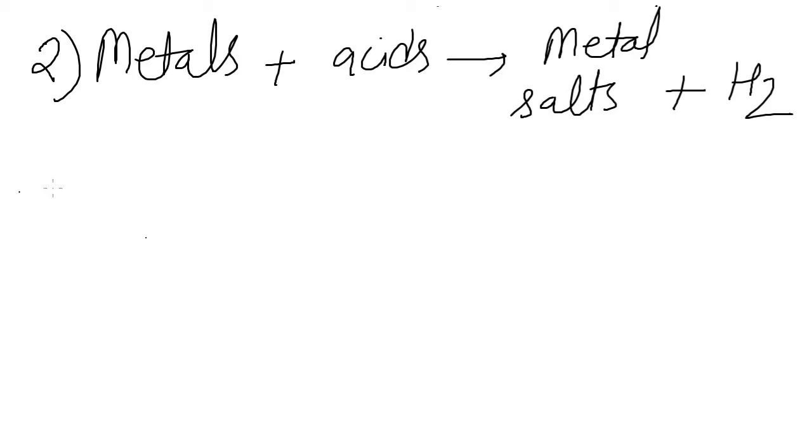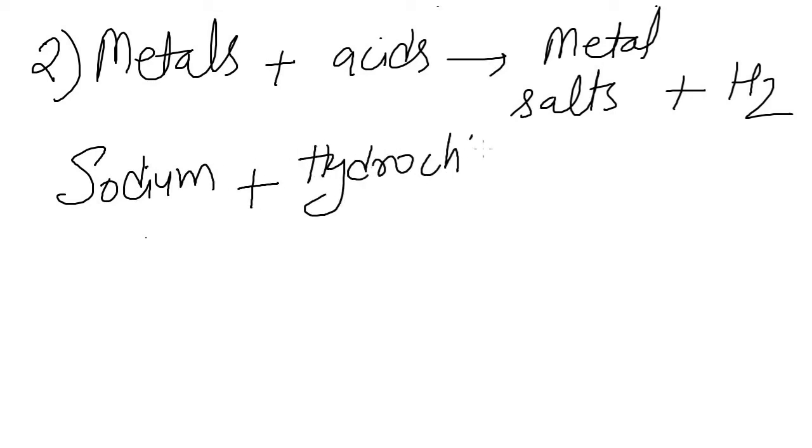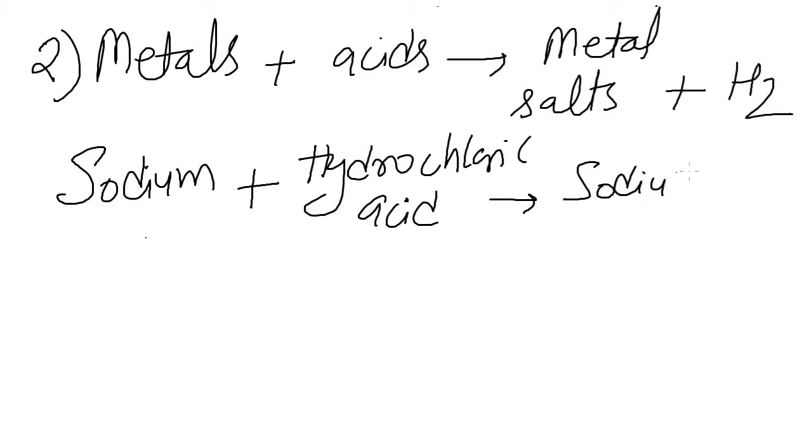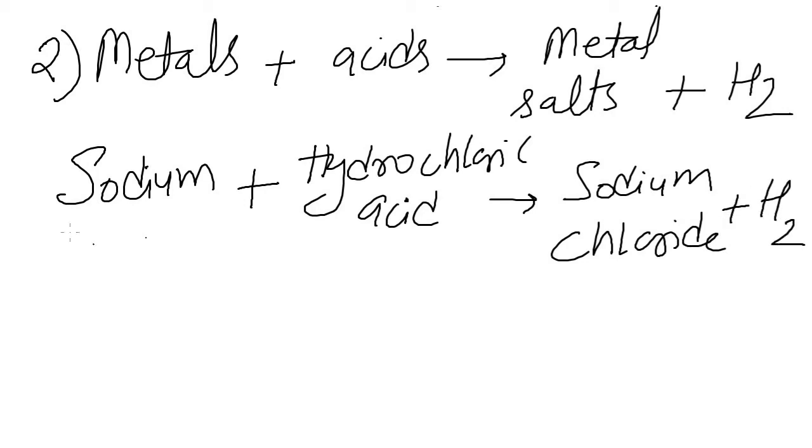Okay, so let's take an example for this. For example, we take sodium plus acid. Any acid you can take. So let's take hydrochloric acid. So what will happen? It will form sodium chloride and hydrogen gas is produced. Okay, so you can try with other acids and other metals, but the products will be formed similarly.